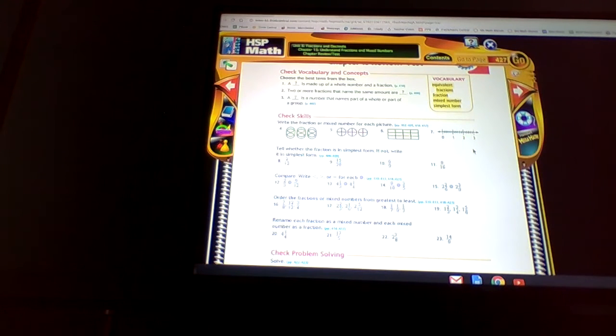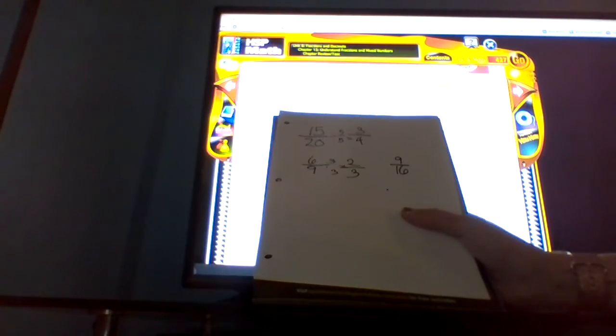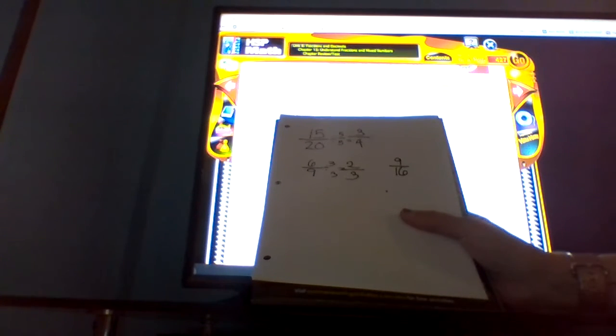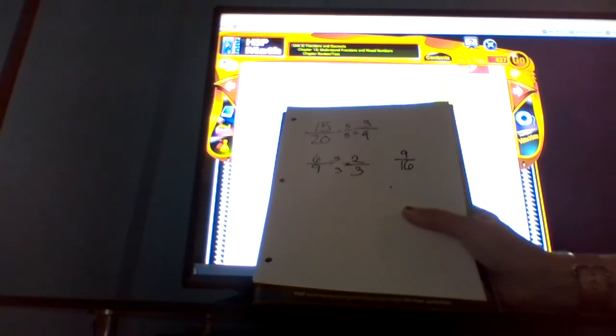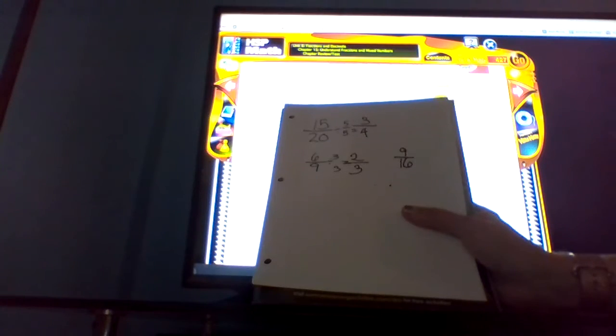9/16. Is there any number that divides into 9 and divides into 16? Well, it can't be 2 because 9's not an even number. Oh, 3. Yeah, 9 divided by 3 is 3. 16 divided by 3. No, I can't do it. So guess what? Even though those numbers are kind of big, this is simplest form. 9/16. Don't have to do anything to it.